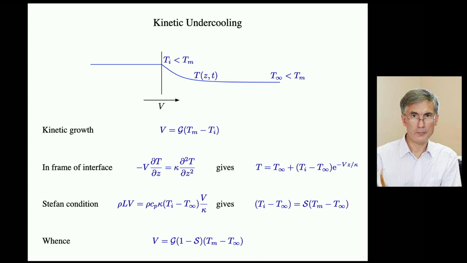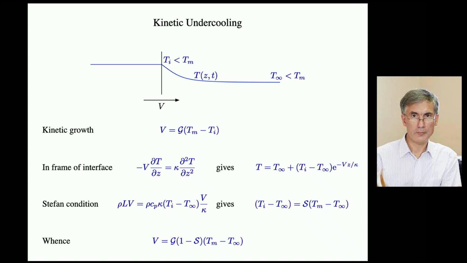Now, given it's very rapid, we've left the original position a long way behind, and I'm going to forget about that. I'm going to fix myself at the interface and just move at that speed. In that frame of reference, I've got an apparent advection, minus V dT/dz, balancing my diffusion. I can solve this very easily with exponentials. That's given here, and back into my Stefan condition I get here. Notice now my Stefan condition no longer determines V.